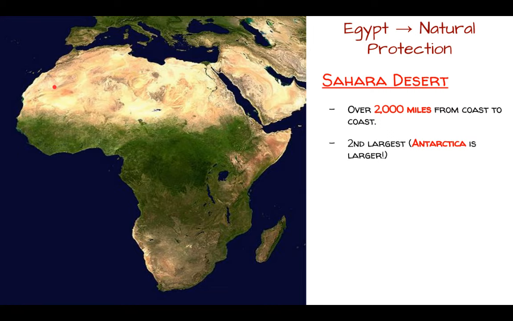The Sahara Desert is also the world's second largest desert. It's just behind Antarctica. A desert is an area of land that receives less than 10 inches of precipitation in a given year. Antarctica technically receives less precipitation than the Sahara Desert in a given year, so therefore it is a larger desert, even though it's very cold.